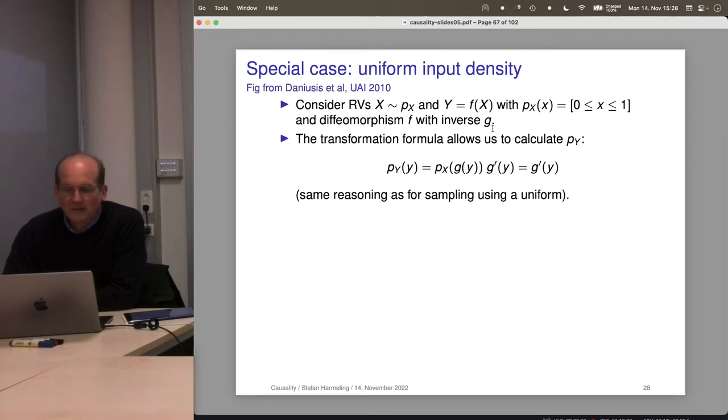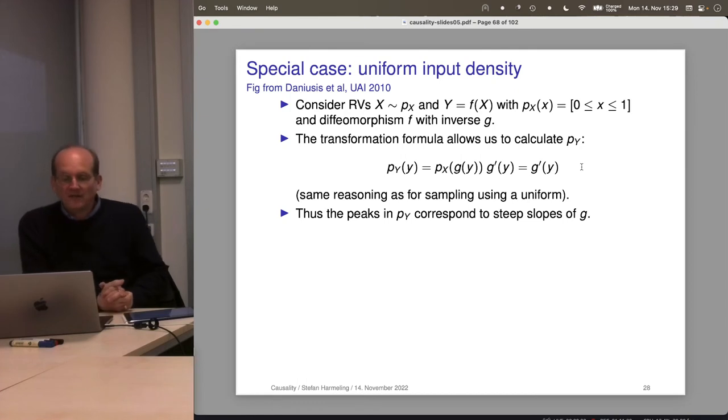Now, using the transformation formula, we can calculate the density, the marginal distribution of y. How are we doing this? We have a deterministic function, and let's call the inverse g. Then by the transformation formula, p of y is just p of x where I plug in g of y, times the derivative of my inverse function evaluated at y. And then with the same reasoning as before, I can omit the first term. Why? Because it's a uniform distribution and it's constant at 1, at least on the interval 0 to 1 where I'm interested. Now you see already where we are heading. We have a density here, and here we have a derivative of a function. And we wanted to have some independence between a density and a function, and that's the first step towards this. The first observation is, if I have peaks in my distribution of y, they will correspond to steep slopes of g.